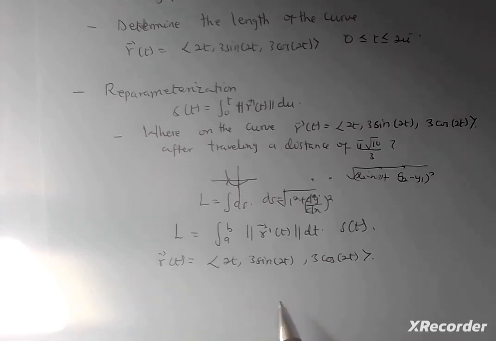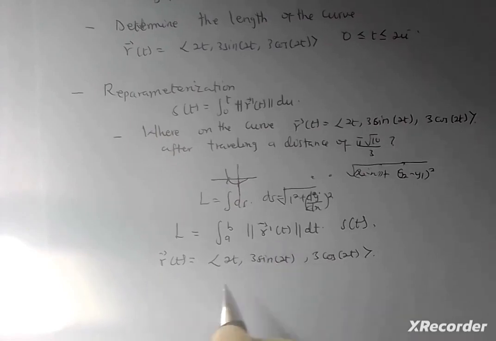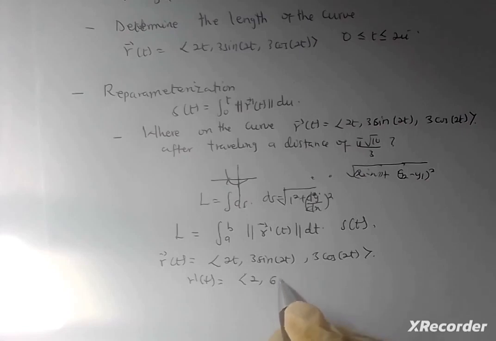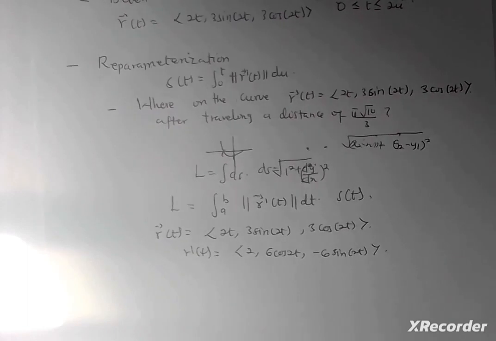So in this video, we move straight to finding my r prime. From the formula, I have to find my r prime of t. And that is giving me the vector function, here will be 2. This place will give me 6 cos 2t. Then this place will give me negative 6 sine 2t. I close it. Once I get this, we've been asked to find the length of this.